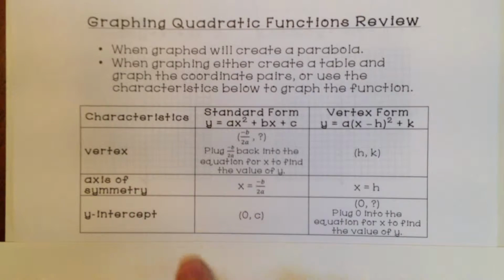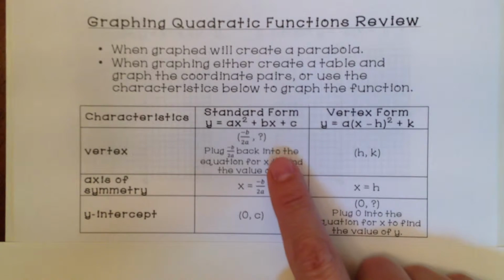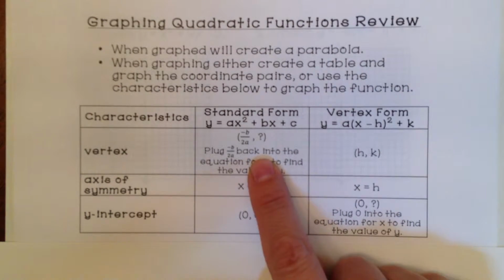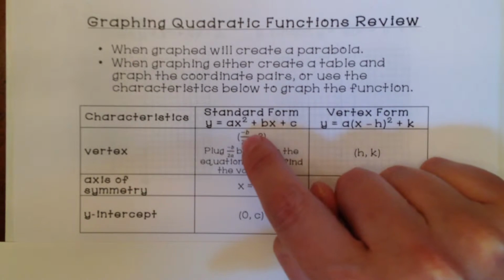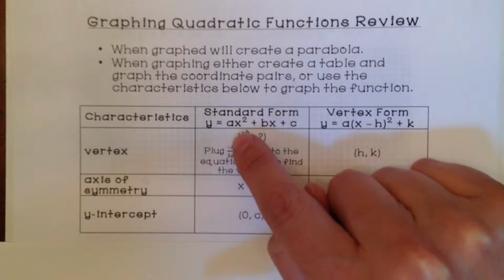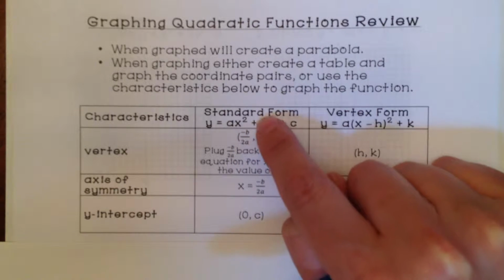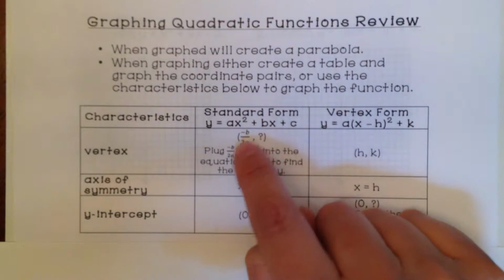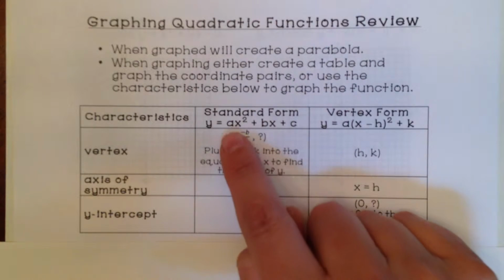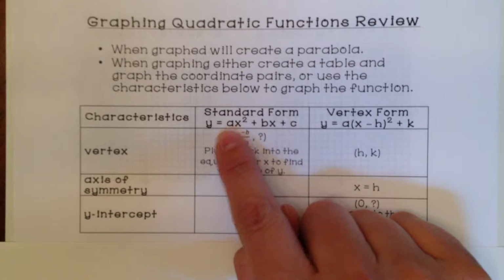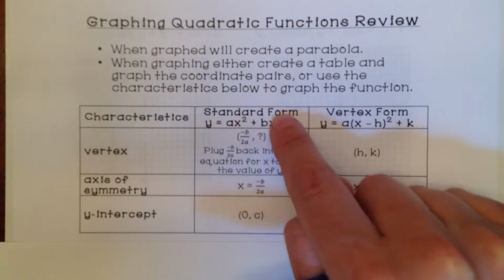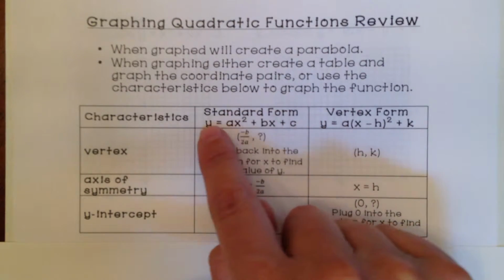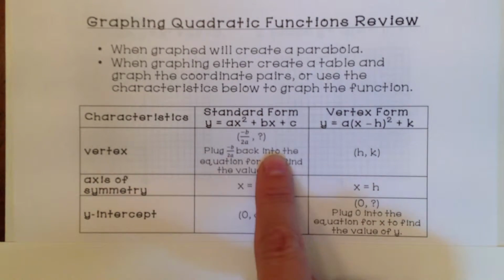So the vertex is either the top of the U shape or the bottom of the U shape. And you can find the vertex in standard form. It is a coordinate pair. So the x coordinate can be found by doing negative b, which b would be your number multiplied by x, divided by 2 times the a value, which is the number multiplied by x squared. When that's simplified, you just plug that back into the equation for x, simplify the right side, and you'll be able to solve for the y coordinate of the vertex.